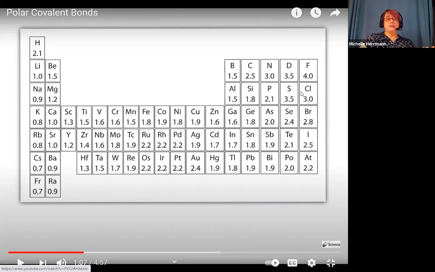Nitrogen and chlorine are both 3. Bromine is 2.8. So this upper right corner has a lot of pull. If I look at all these numbers, where are the smallest numbers? If I look around here, they all have some pull on electrons. They all have positive protons in the nucleus, so they all attract electrons. But the smallest numbers are over here in the bottom left-hand corner. Down here, I have francium, radium, barium, cesium, rubidium. They all have this 0.9, 0.7, 0.8 happening over here.